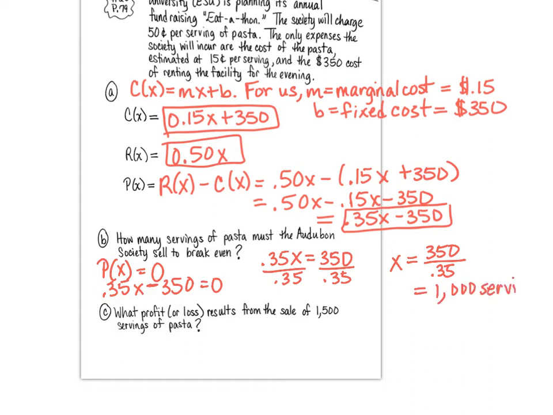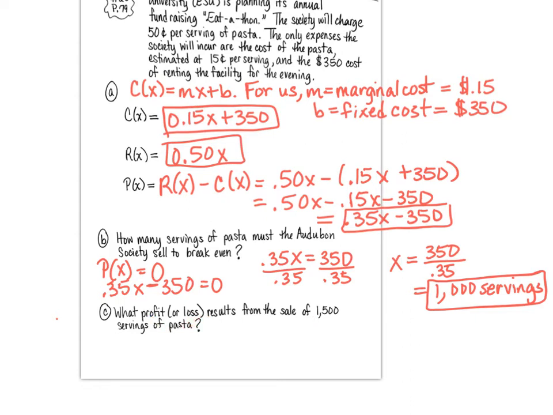So, to interpret our answer, that means the society has to sell 1,000 servings in order to break even. In part C, it says what profit or loss results from the sale of 1,500 servings of pasta. Well, if we sell 1,000 servings to break even, then if we sell 1,500, we should be making a profit.